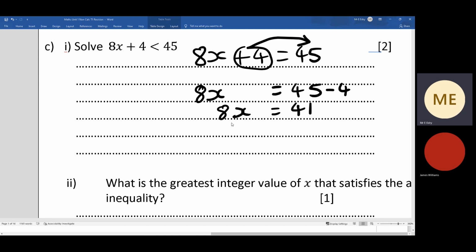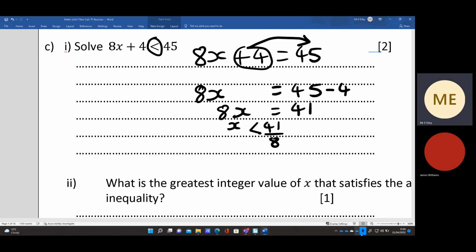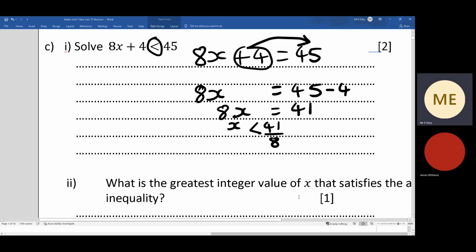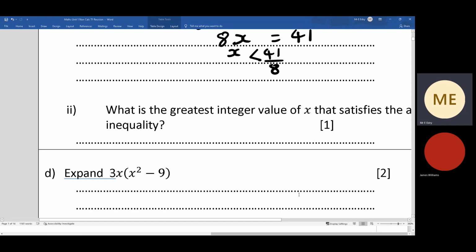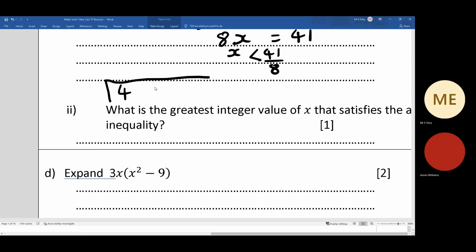Divide by the 8. Brilliant. So I get x equals 41 divided by 8. So my answer would be x is less than 41 over 8 because there's a less than sign. So x is less than 41 divided by 8. So I now need to think about it with a bus stop. So 41 divided by 8.